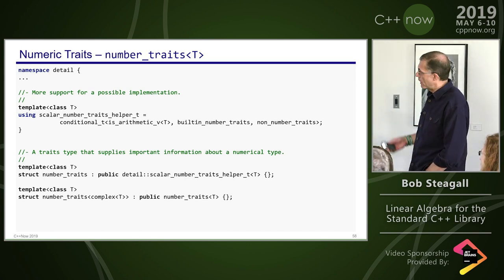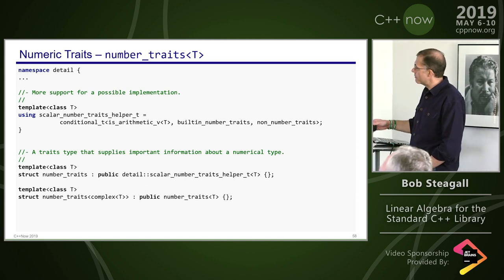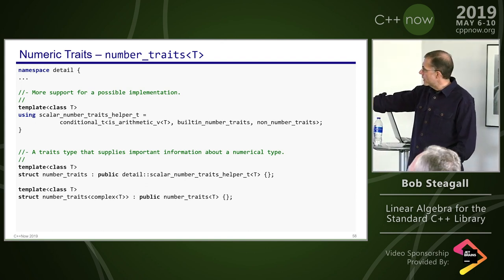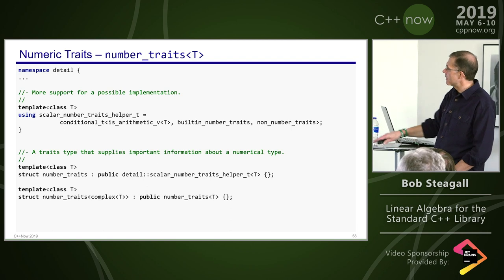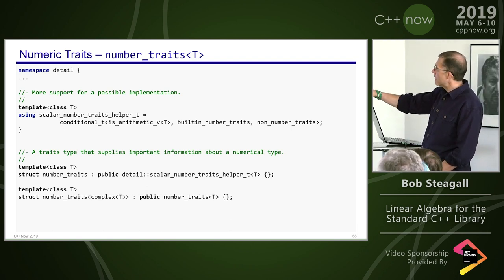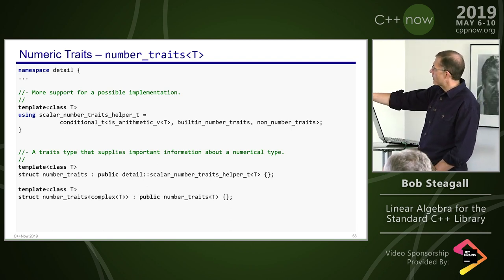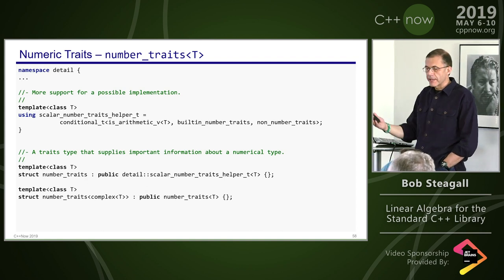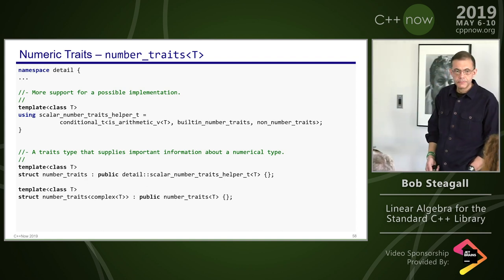As another example of how it might be used, I could imagine the standard including a specialization for complex of T. So complex of T would have number traits that are the traits associated with the underlying element type of the complex number, right?